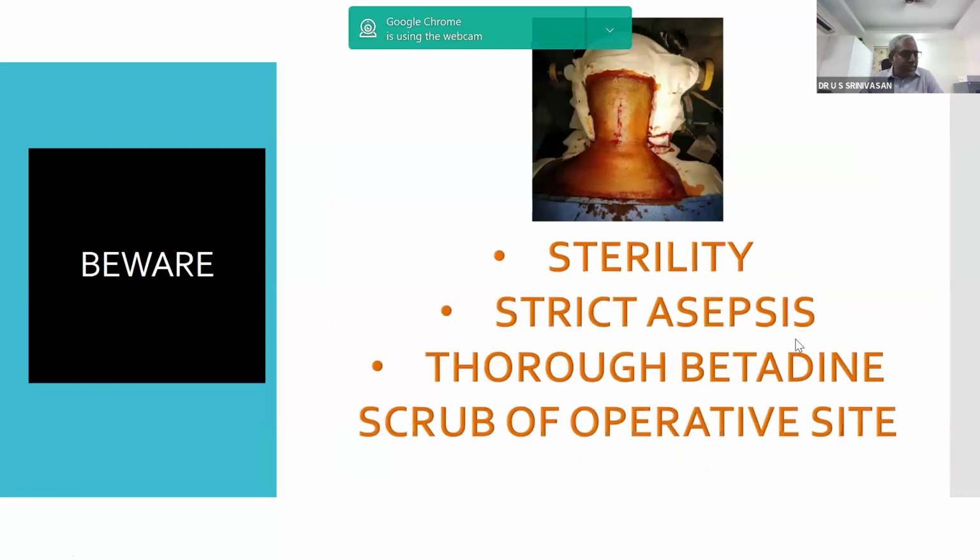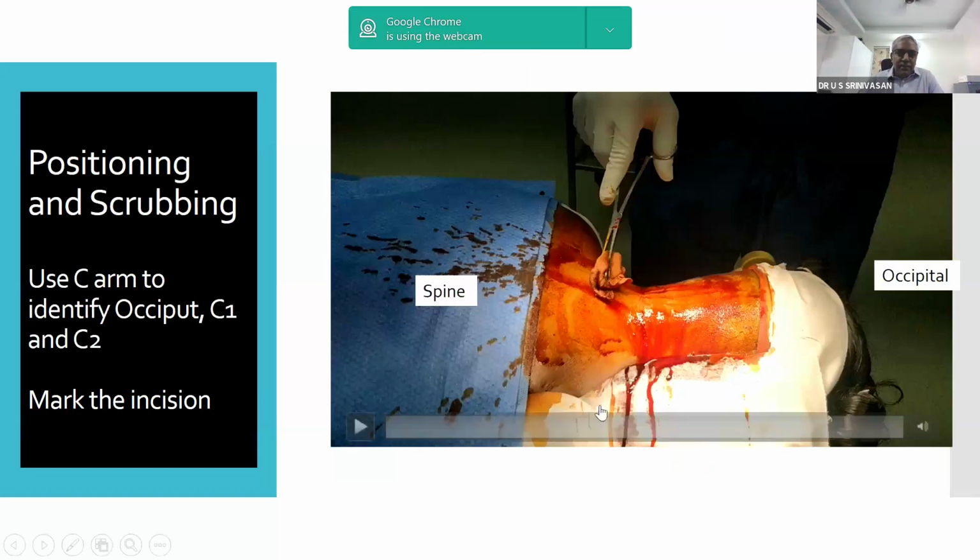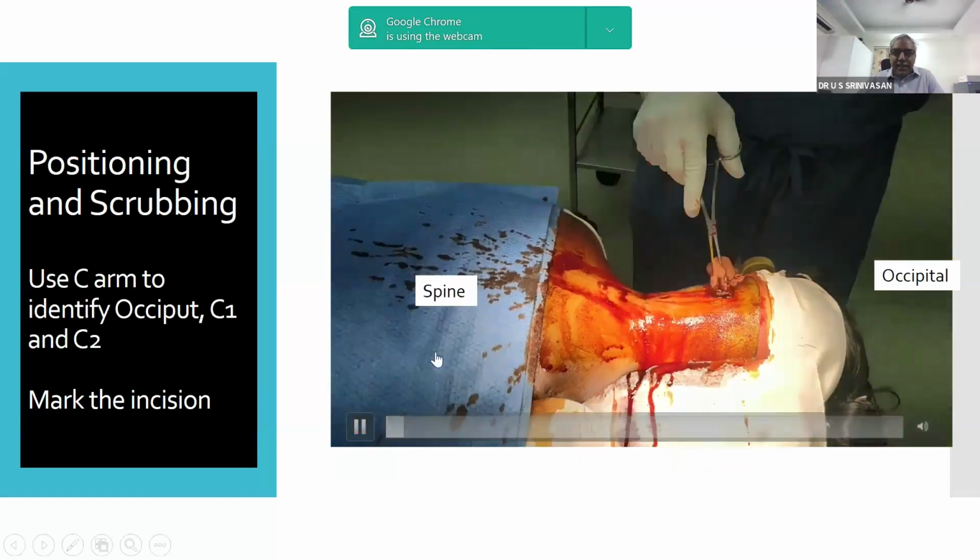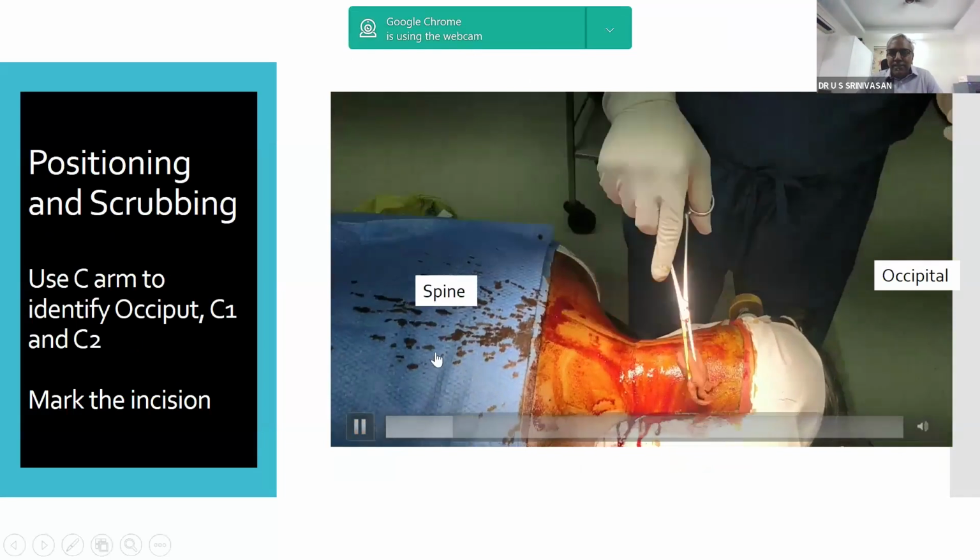Sterility is most important. Strict asepsis and a thorough betadine scrub of the operative site is most important. The reason is, your wonderful surgery can fail if the patient develops an infection, either meningitis, CSF leak, or the wound gets infected, and the implant needs to be removed. This is how I scrub.